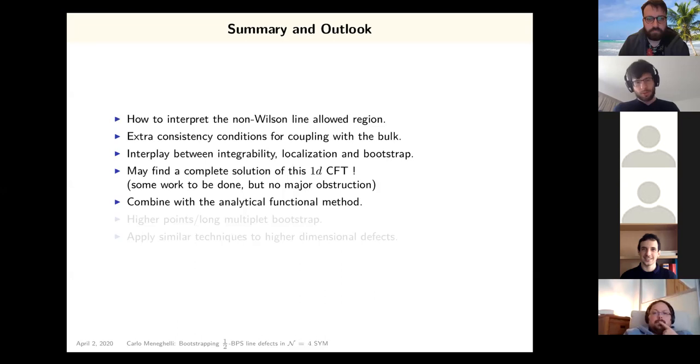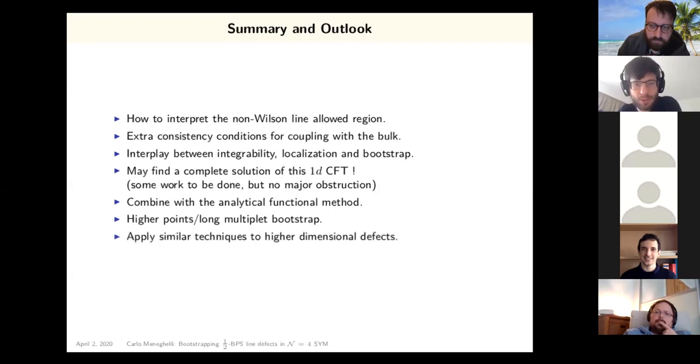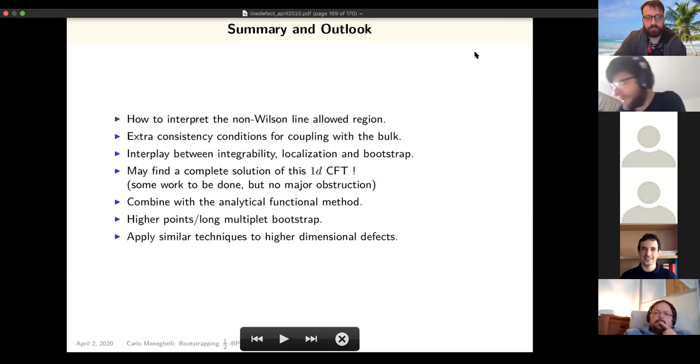And then, okay, one could maybe do some more sophisticated analysis using the analytic functional, and maybe do some higher-point multiple bootstrap, and of course try similar methods for higher dimensional defects, even though I would insist that this 1D problem is one where one can make a lot of progress and understand things in many details. Okay, thank you. Sorry for going over time.